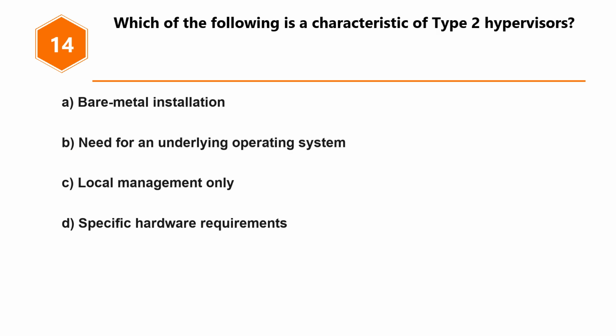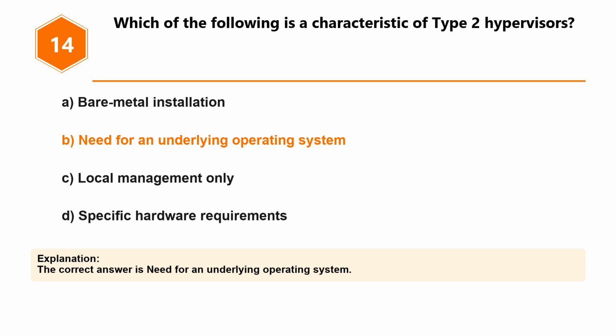Question 14. Which of the following is a characteristic of Type 2 hypervisors? Option A, bare metal installation. Option B, need for an underlying operating system. Option C, local management only. Option D, specific hardware requirements. The correct answer is option B, need for an underlying operating system.